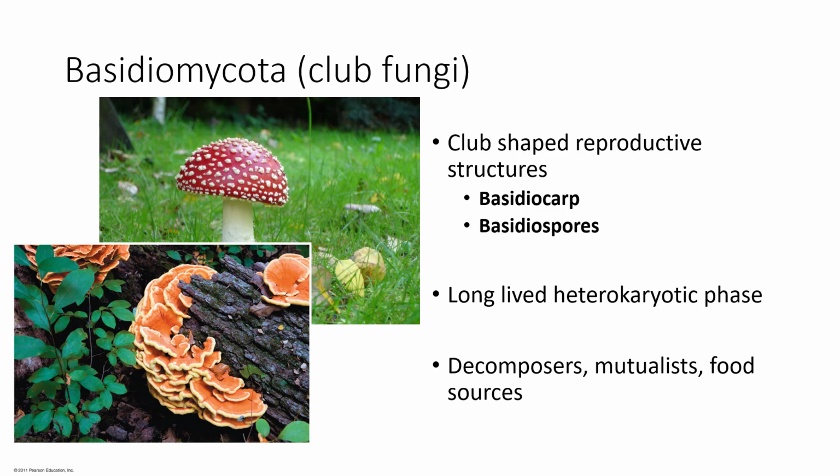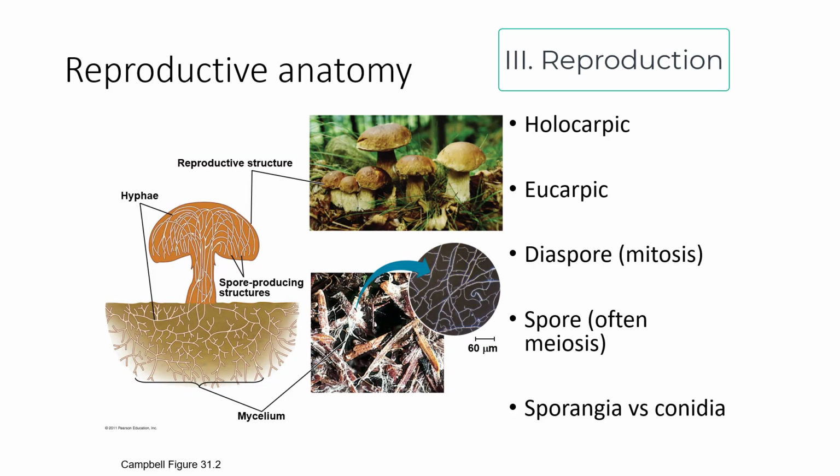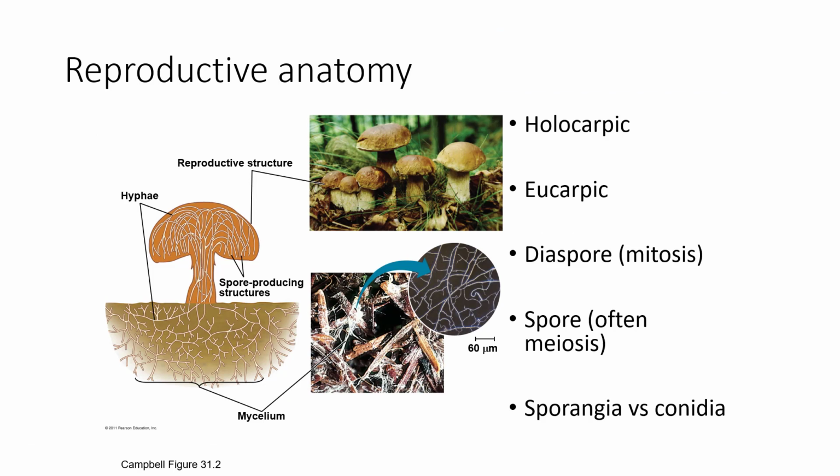They are decomposers, some are mutualists, and let's face it, some of them are delicious and they're food sources, and some of them are deadly, and some of them will make you trip. So the reproductive anatomy of these, let's look at some of these terms. We look at holocarpic and eucarpic. You remember those zygomycota? They're holocarpic. When 2 mycelia meet and fuse, the entire structure becomes reproductive. So the entire structure being reproductive is holocarpic.